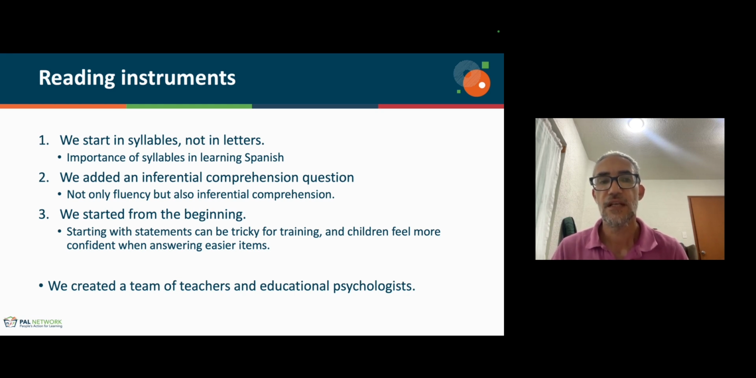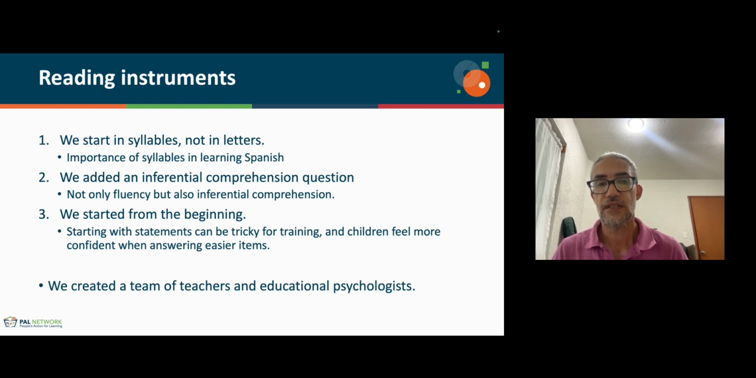The second is that we added inferential comprehension questions. Our idea was not just to assess fluency, but also inferential comprehension: not just whether children read or decode the words, but whether they can understand the things that they read.